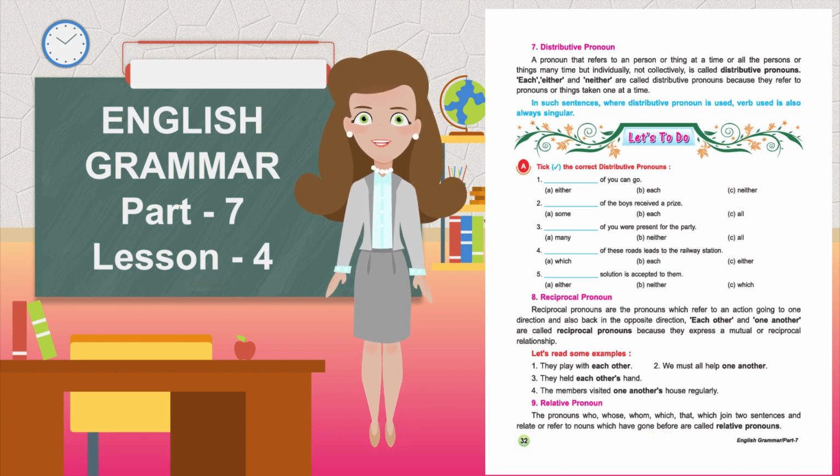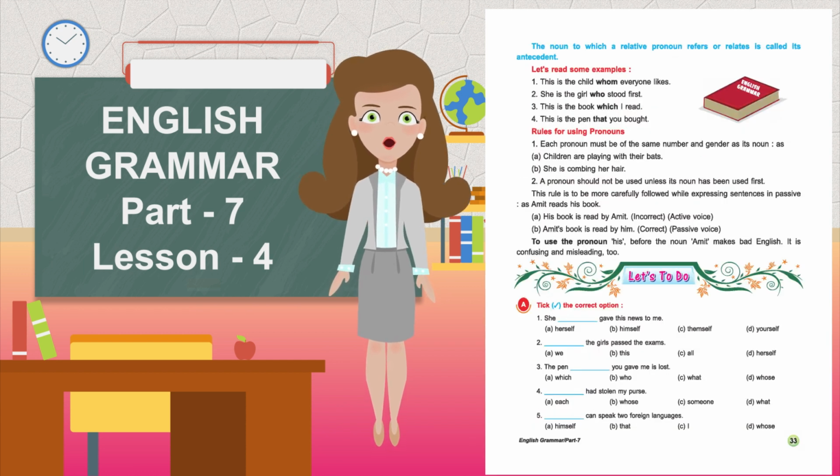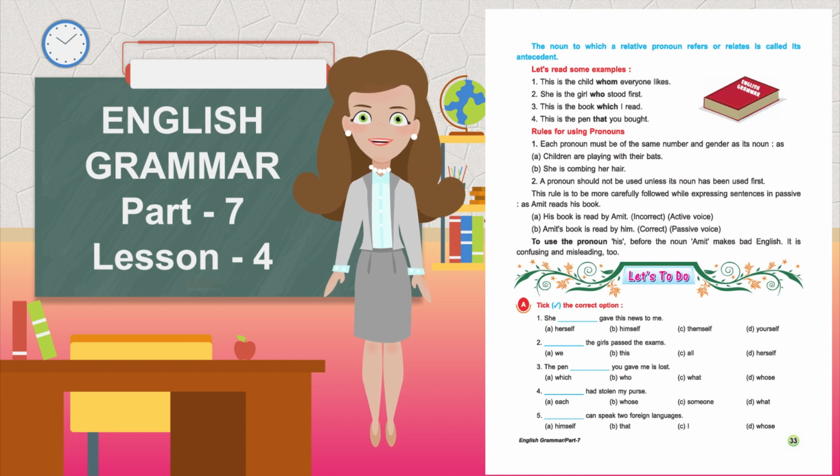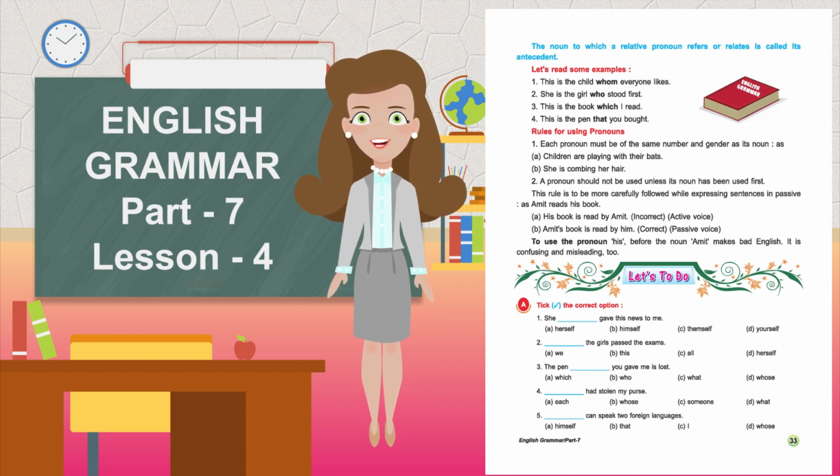Ninth, relative pronoun. The pronouns who, whose, whom, which, that, which join two sentences and relate or refer to nouns which have gone before are called relative pronouns. The noun to which a relative pronoun refers or relates is called its antecedent. Let's read some examples. This is the child whom everyone likes. She is the girl who stood first. This is the book which I read. This is the pen that you bought.